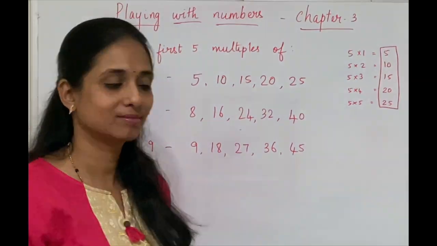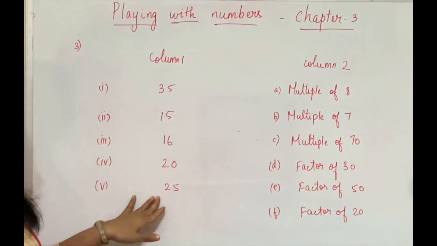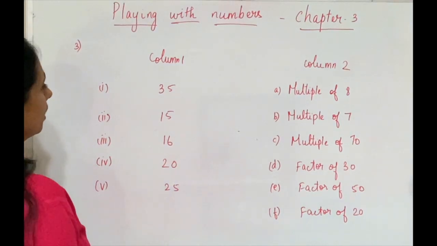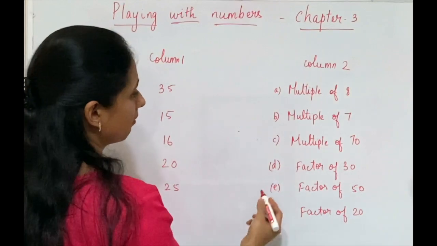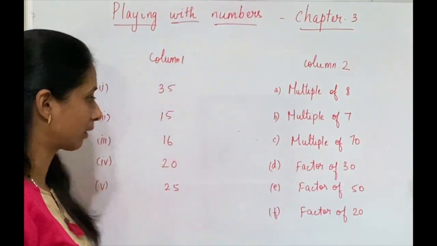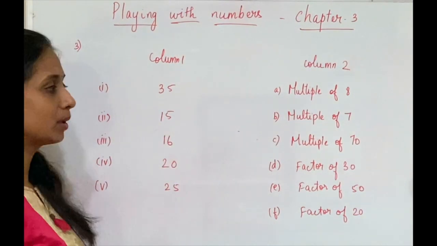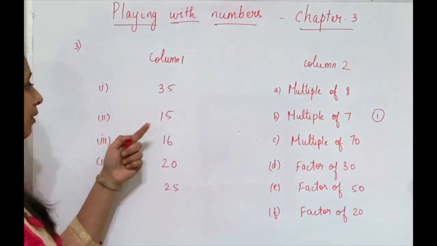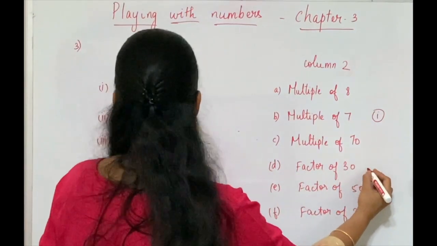Okay. The third one is the match the following. So we have some numbers and we have these answers here. First one, 35. Multiple of 8, multiple of 7, multiple of 70, factor of 30, factor of 50 and factor of 20. What is 35? 35 is a multiple of 7. So I will write 1 here. Then 15. 15 I can say factor of 30. Yes.